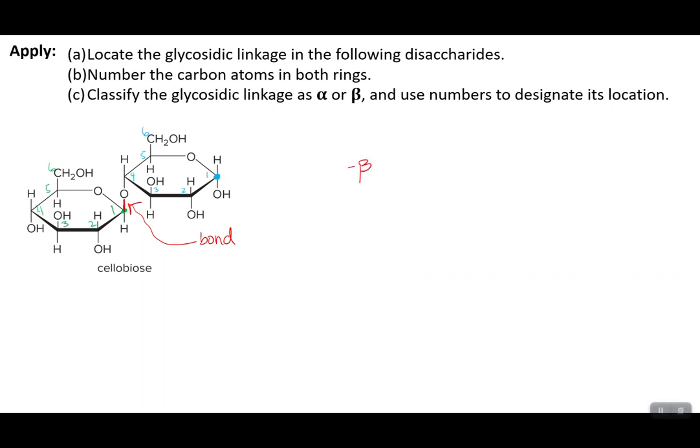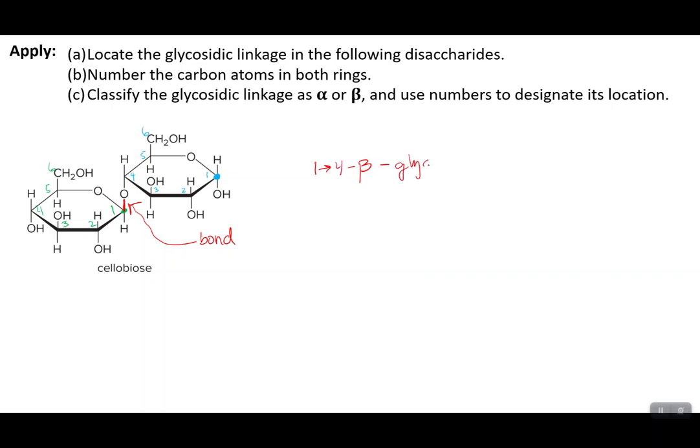And now I need to specify what carbons it is bonded to. So it's going to be bonded to the first carbon in this monosaccharide, and then this oxygen, which belongs to the second monosaccharide, that one is bonded to the fourth carbon. So this becomes a 1,4 beta. So this is a 1,4 beta glycosidic bond.